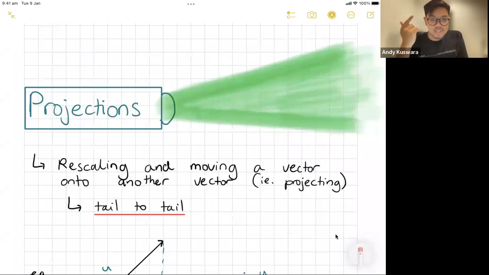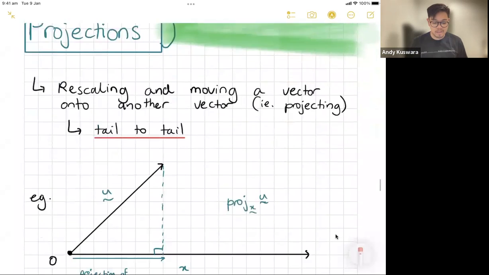Speaking of lights, we're talking about projections. In terms of vectors, it's projecting one vector onto another vector. It's basically rescaling and moving a vector onto another vector, almost as if you're casting a shadow from one point to another. The important part here is these two vectors need to be tail to tail. If it's head to tail or tail to head, it's not going to work. You're going to have to reverse one of the vectors. They need to be tail to tail. And then you'll project one onto the other.